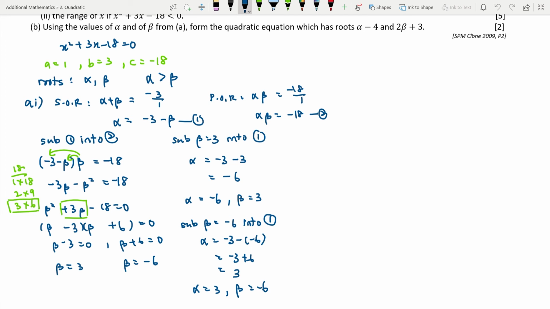Actually, both the answer for alpha and beta are interchanged. Because we only know that the roots are alpha and beta, so it doesn't matter which value is alpha, which value is beta. But for this question, a condition is given. We are told that alpha is greater than beta. Hence, we need to ignore the first set of answer. And our final answer will be alpha is equal to 3, beta is equal to -6.